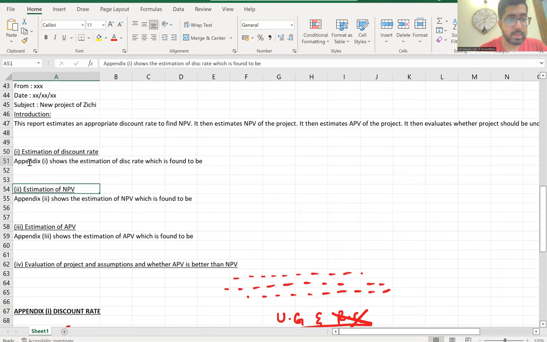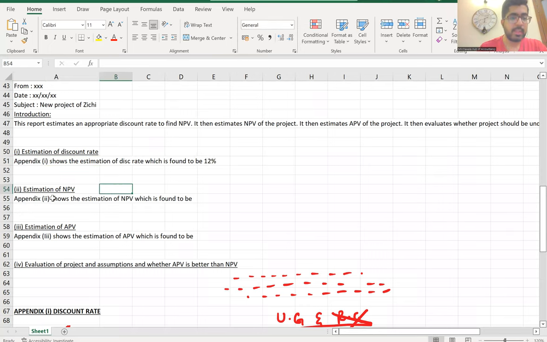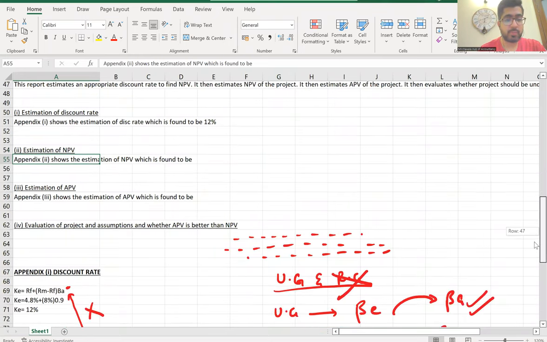So estimation of discount rate: appendix one shows the estimation of discount rate, which is found to be 12%. Okay. Estimation of NPV, second requirement: appendix two shows the estimation of NPV, which is found to be, we will just find it. Estimation of APV: appendix three shows APV, which is found to be this. But the fourth requirement, evaluation of project and assumptions, and whether APV is better than NPV, is discussion right there.